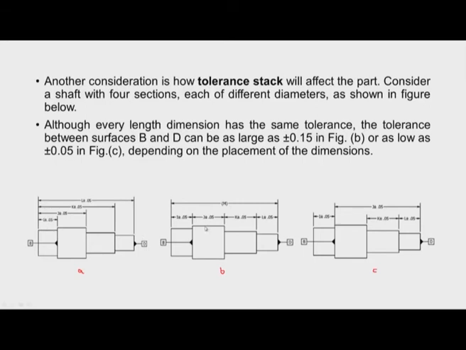Now if the tolerance is specified like this, as shown in this diagram, the tolerance between surfaces B and D can be as large as plus or minus 0.15. And if the specification of tolerance is like this, then the tolerance can be as low as plus or minus 0.05. This the design engineer should understand, and he should carefully assign the tolerances.